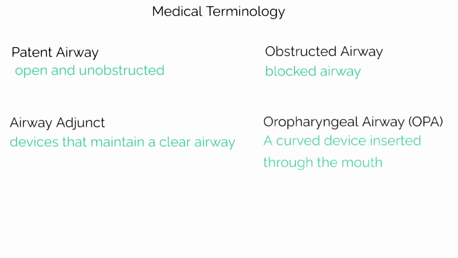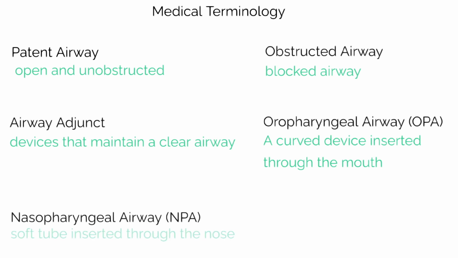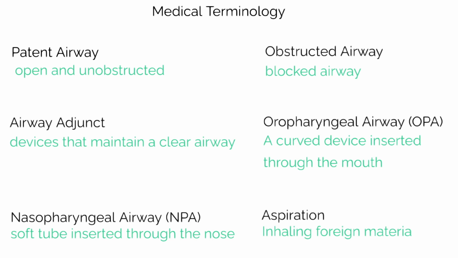Oral pharyngeal airway, OPA, a curved device inserted through the mouth to prevent the tongue from blocking the airway in unconscious patients. Nasal pharyngeal airway, NPA, a soft tube inserted through the nose to keep the airway open, typically used in semi-conscious patients. Aspiration, which is inhaling foreign material such as saliva or stomach contents, which can block the airway and cause complications.